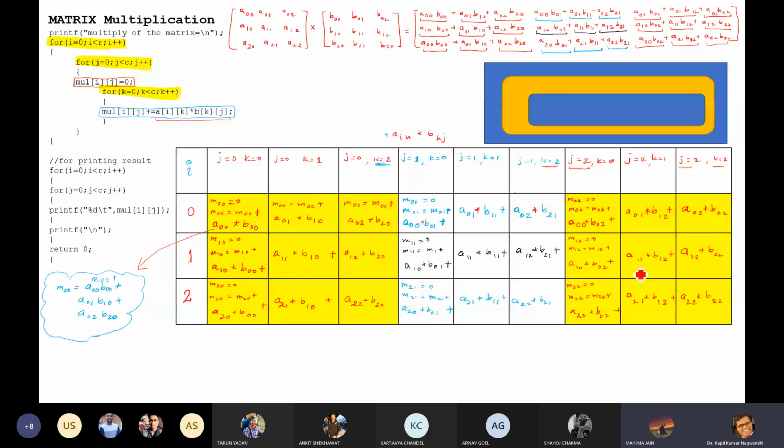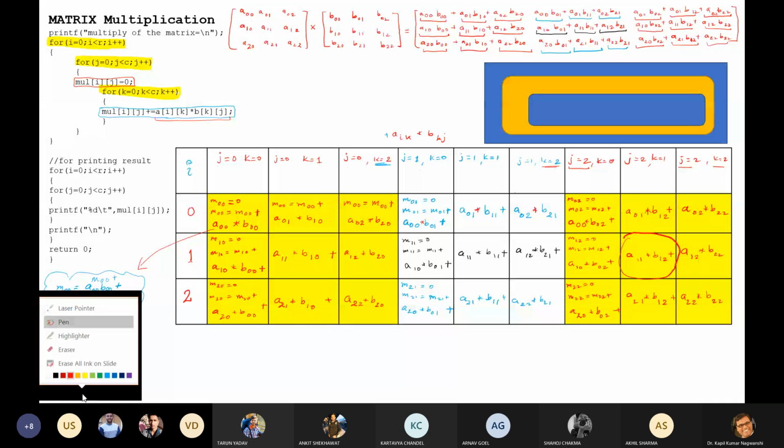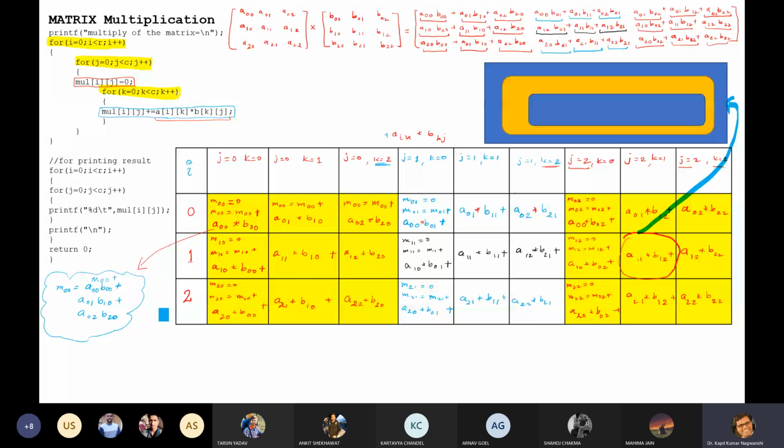Now I'm going to show you this particular portion. How do we solve this portion? So this is our loop, and let me highlight this with a highlighter, some other color. Now I'm going to explain how this will come.